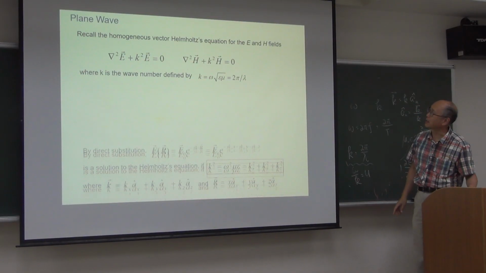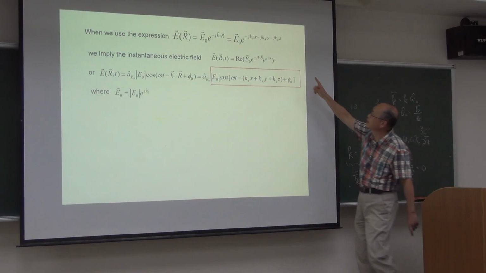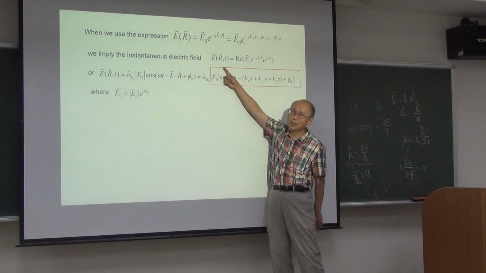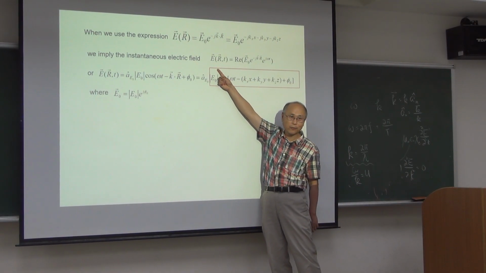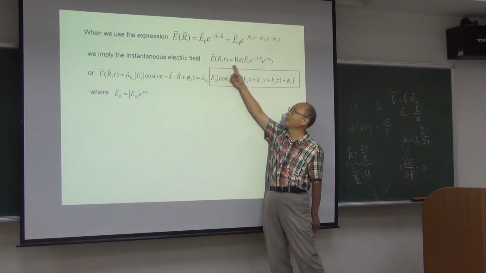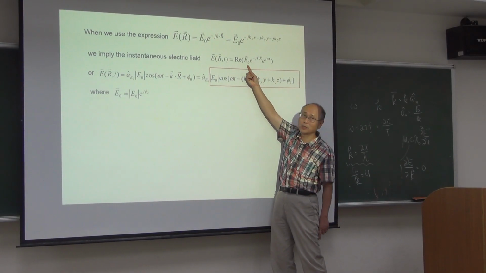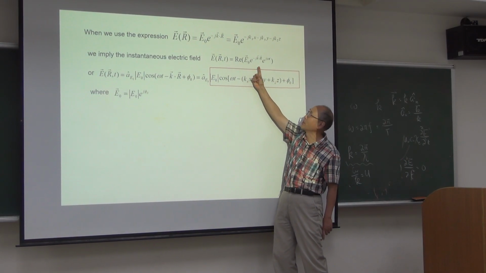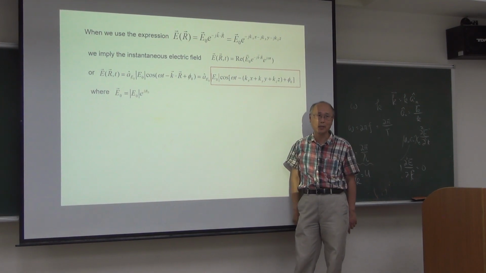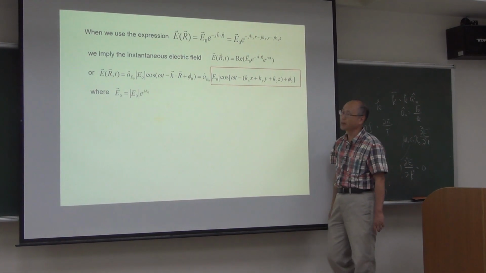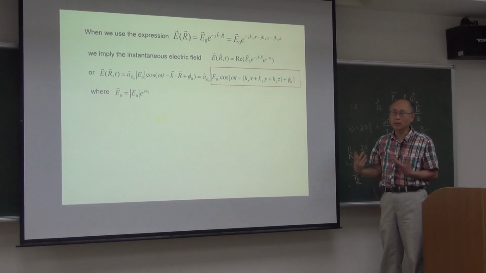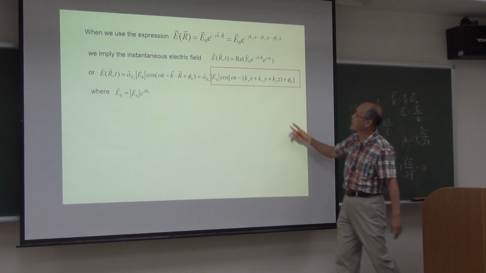So think about that: you get a solution like this, and then you want to find the real electric field in space that you can measure. You multiply the solution of the Helmholtz equation with this exponential, and take the real part of it to get the final result. Okay, so let's do it.